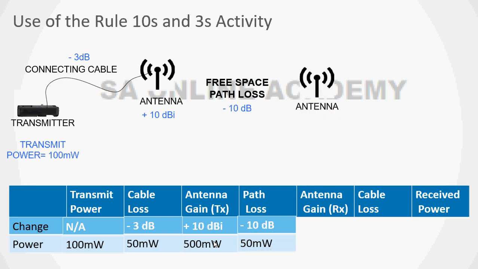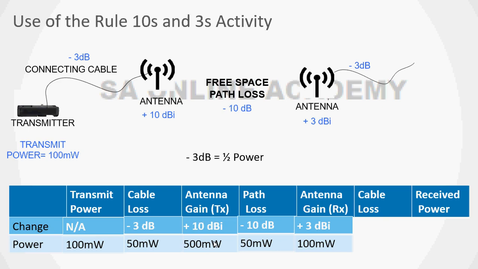Now at the receiving end, an antenna is there. This antenna has a gain of 3 decibel. So with the rule of 10s and 3s, with a gain of 3 decibel, your power becomes 2 times. So now the power comes to be 100 milliwatt. Again there is a loss of 3 decibel because of this connecting cable, and as per the rule of 3 decibel, your power becomes half, again 50 milliwatt.